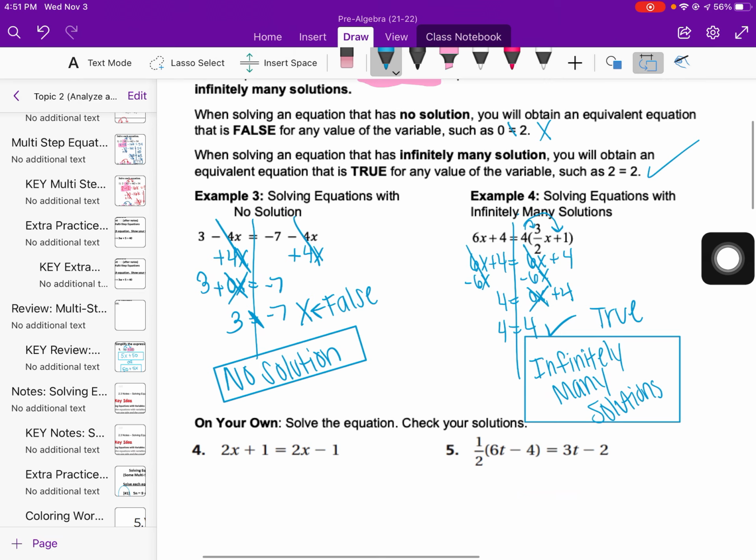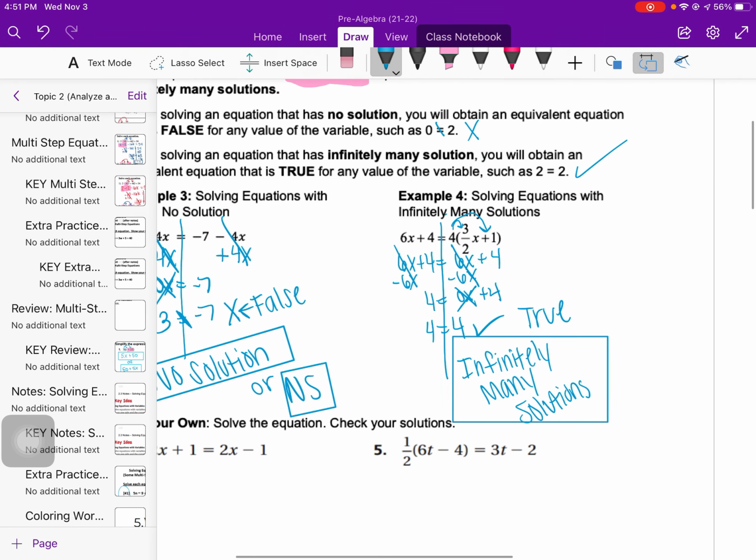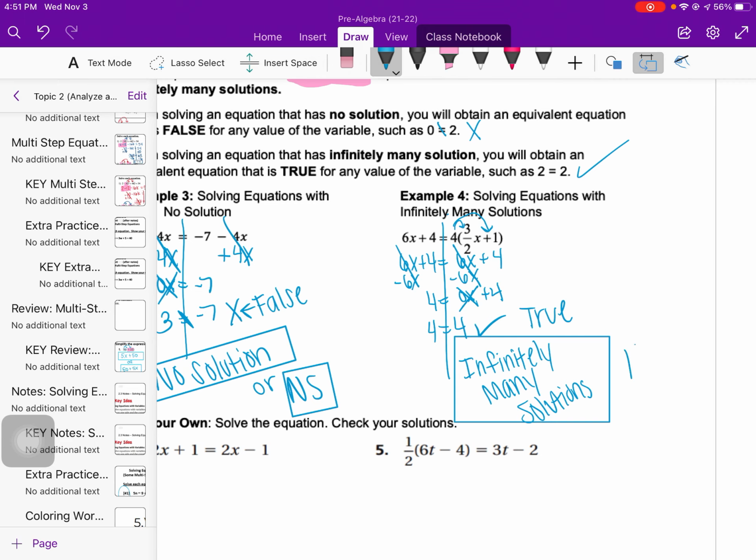So, I also tell students that I would accept no solution or NS. And then I would accept, if you wrote infinitely many solutions, I would also accept IMS as your final answer. Just using that first letter to represent each of those words. So I would accept either answer as your box answer for either of these two problems.